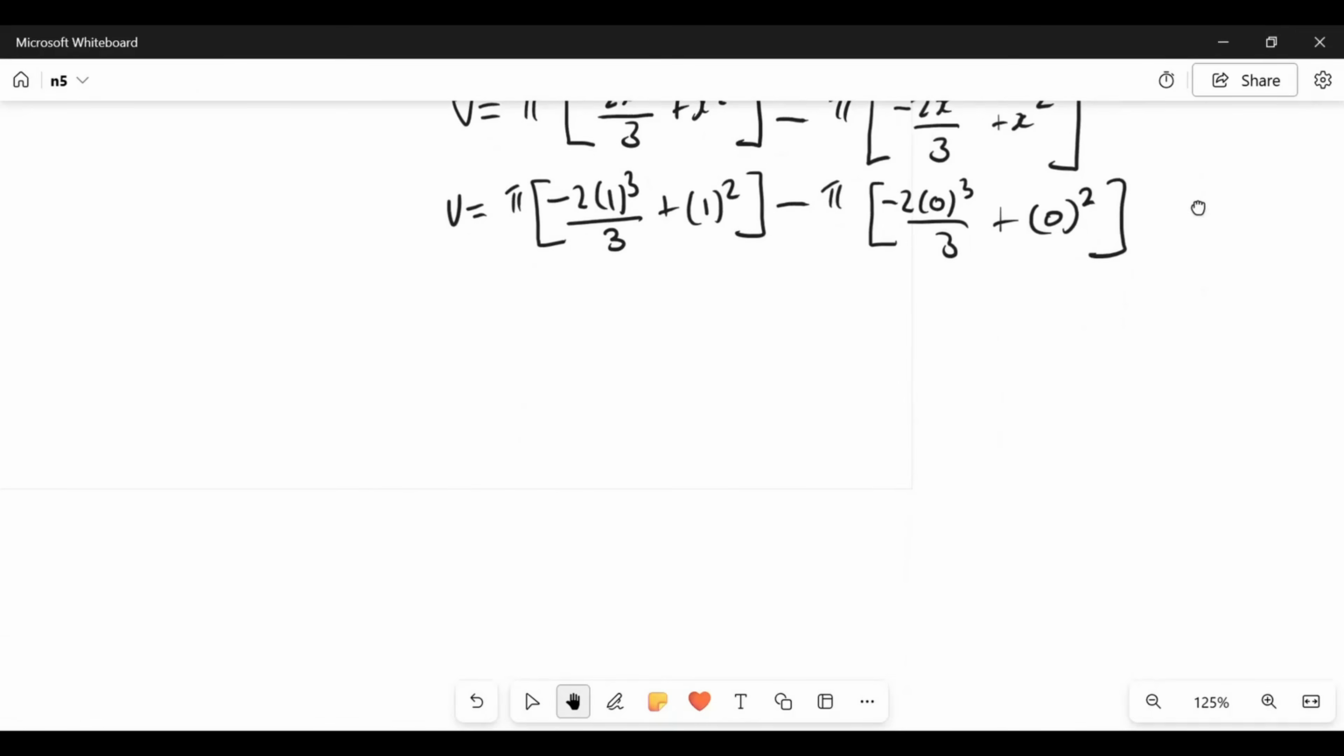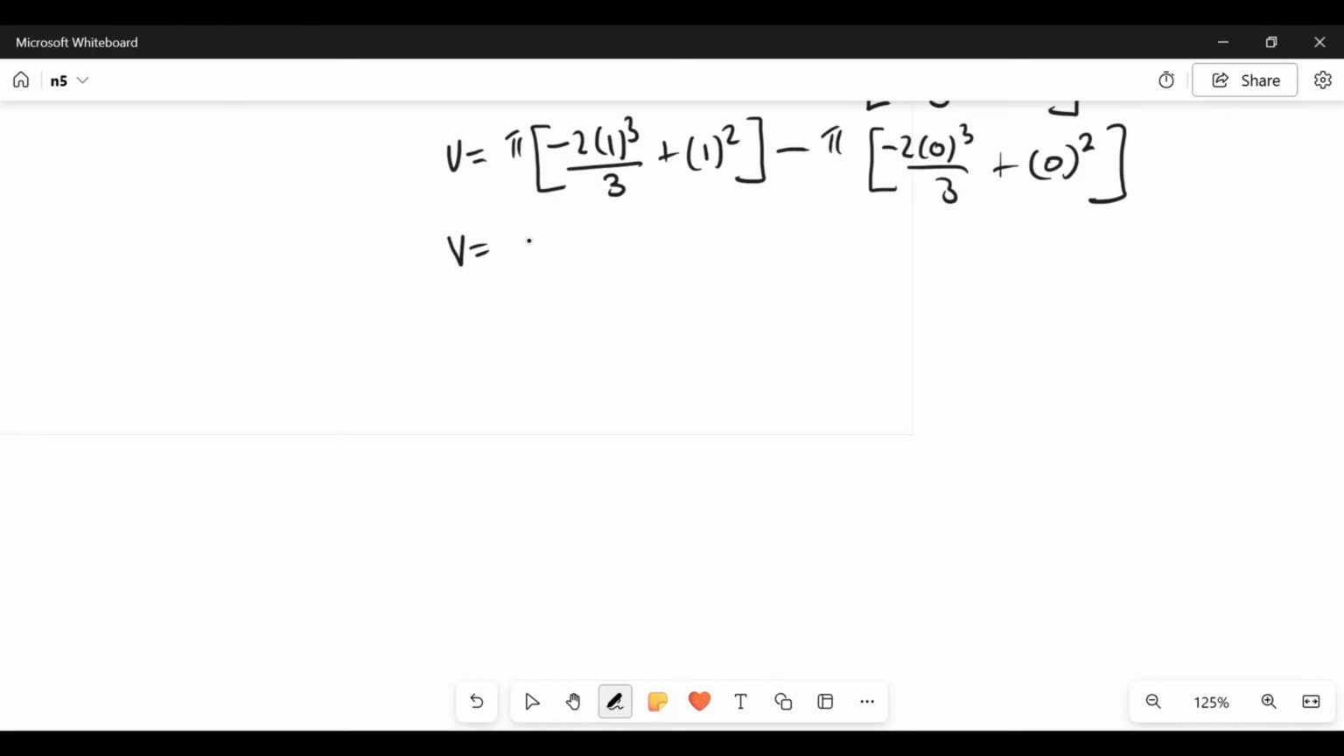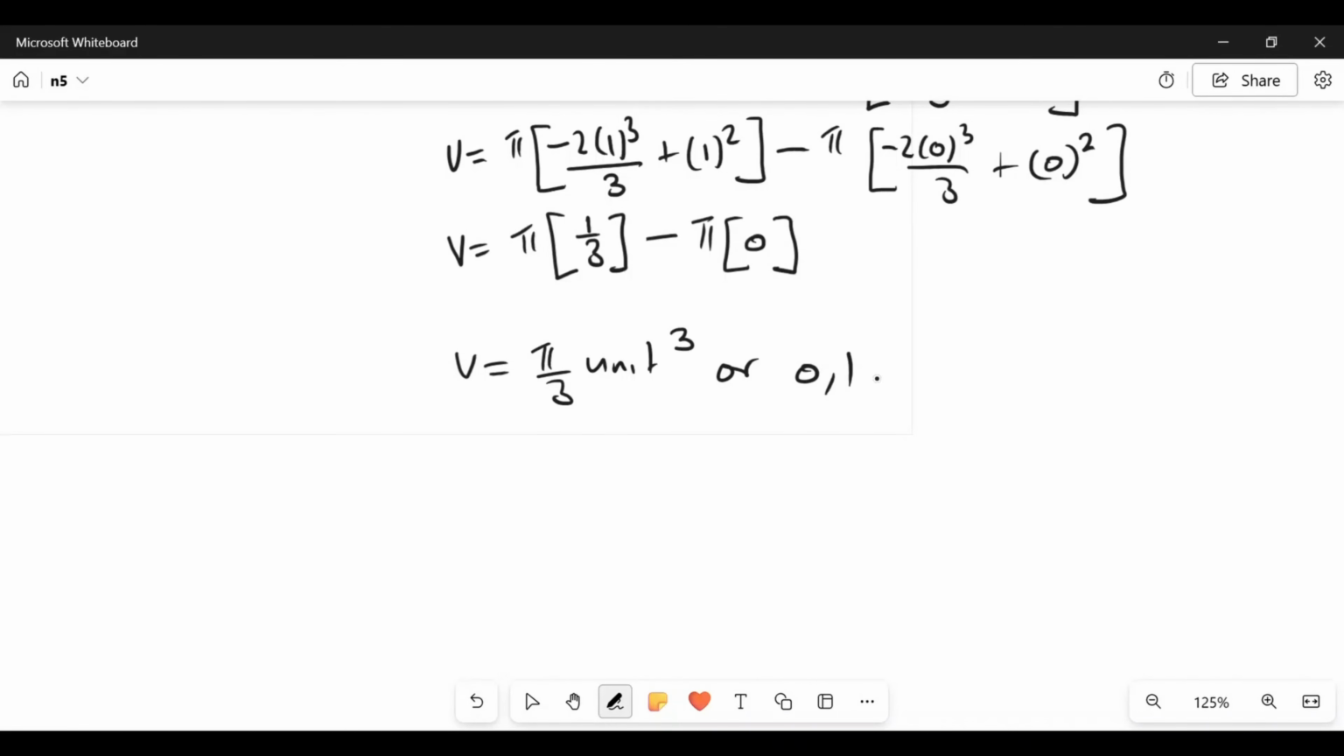Let's create space here. Now we have V is equal to pi. So inside here, we have the following: 1 over 3, close bracket, and then on the other side we have pi, and everything inside there is actually 0. So if we continue, the final answer, our volume, is going to be pi over 3 units cubed, or you can say 0.106 units cubed. This is how you calculate the volume of these equations.